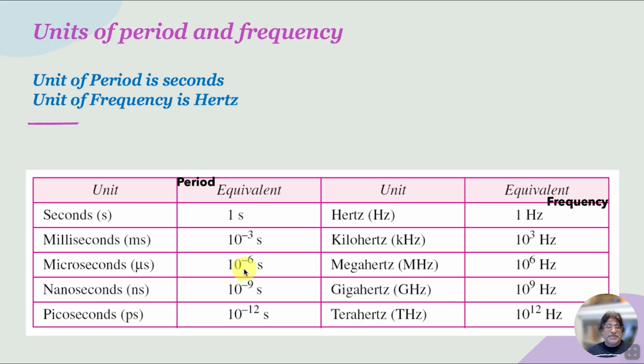If the period is 10 to the minus 6 seconds, which is a microsecond, then the frequency is once again the inverse of that. So this is going to be equal to 1 megahertz, so 10 to the 6 hertz. If the period is 10 to the minus 9 seconds, which is a nanosecond, then the frequency is going to be 1 gigahertz, or 10 to the 9 hertz. And similarly, if the period is 10 to the minus 12 seconds, or 1 picosecond, then the frequency is going to be 10 to the 12 hertz, or 1 terahertz.